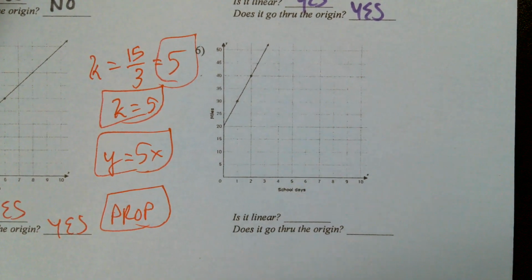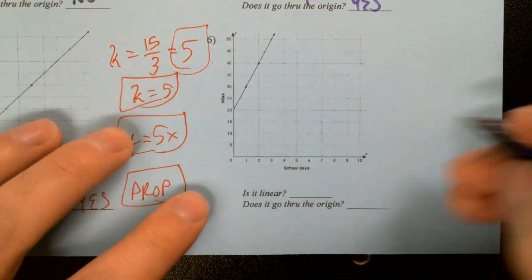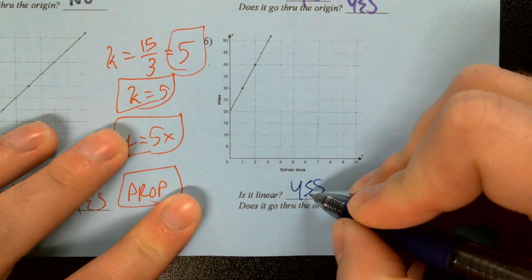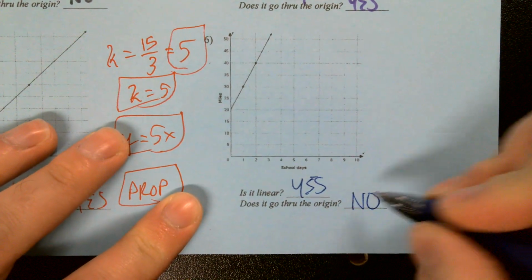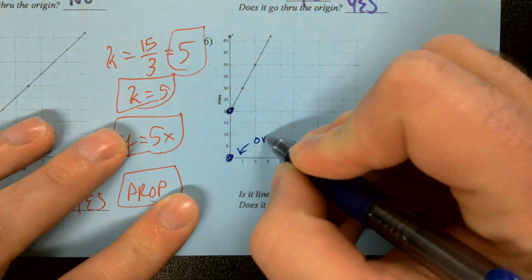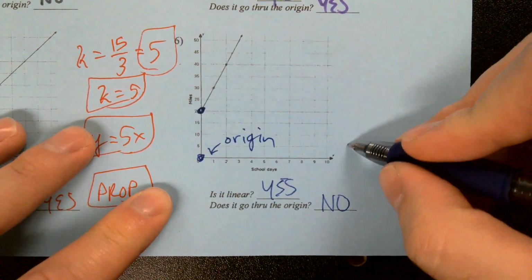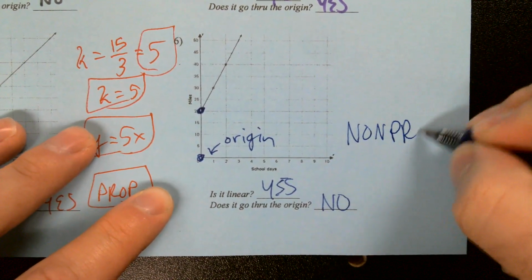Last but not least, number 6. Is this a straight line? Yes, it is. Does it go through the origin? No, it does not. Our line starts way up here. My origin is way down there. So what can we call this relationship here? Non-proportional.